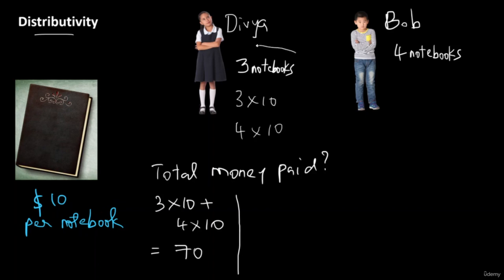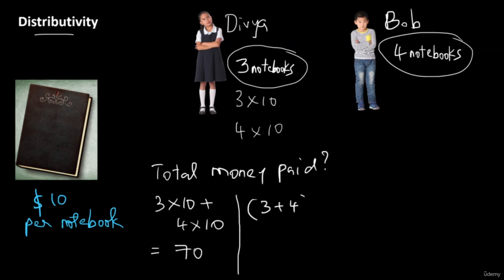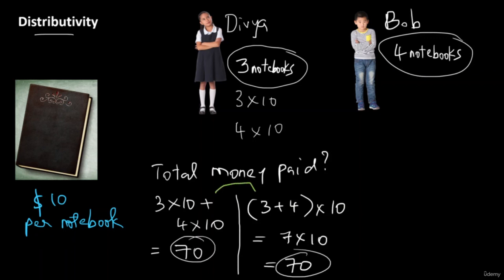Alright, now Bob first thinks of what is the total number of notebooks bought. So Bob calculates that as 3 plus 4. So a total of 7 notebooks are bought and each notebook costs $10. So Bob calculates it as 3 plus 4 into 10. So that's 7 into 10, which is also equal to $70. So both of them got the same answer, and by this we know that 3 into 10 plus 4 into 10 is also equal to 3 plus 4 into 10.